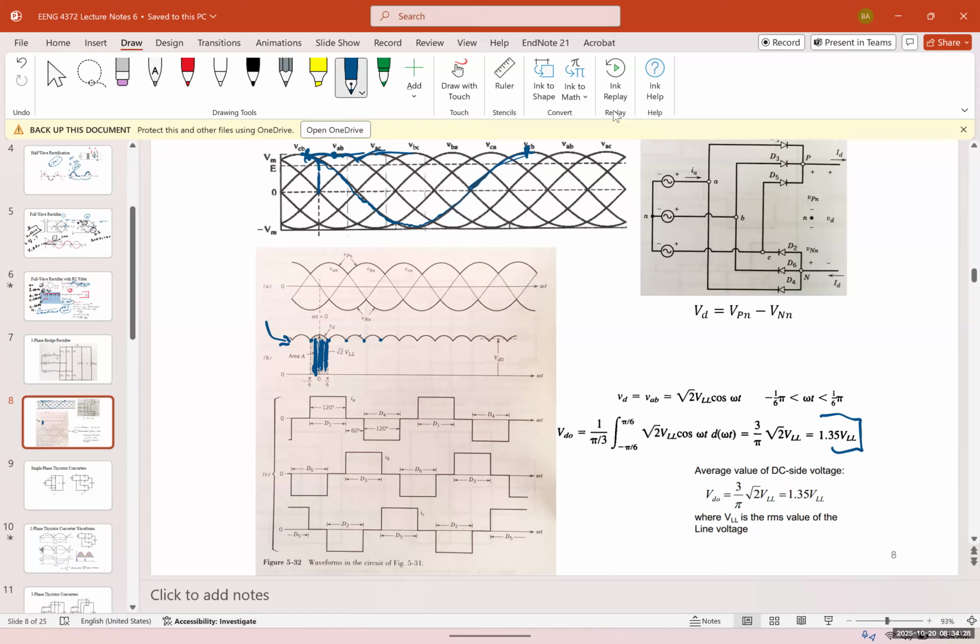This is important. So the average value of DC side voltage is going to be equal to 1.35 VLL. And what is VLL? VLL is the line-to-line voltage, or what we call just a line voltage.